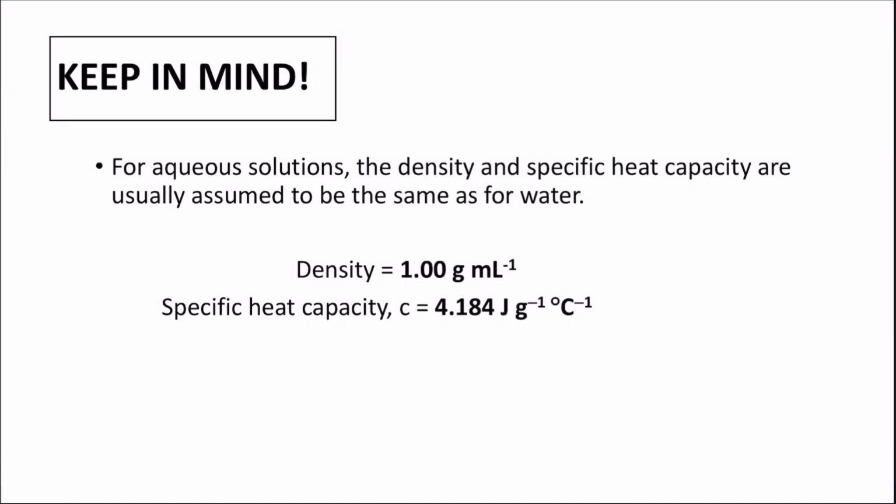So keep in mind that untuk aqueous solution, density dan juga specific heat capacity, small letter c, usually assumed to be the same as water. Sebab aqueous solution tu kita anggap dia sama sahaja macam nilai untuk water. So usually density for water is 1 gram per milliliter. And also, the specific heat capacity untuk water adalah 4.184 joule per gram per degree Celsius.